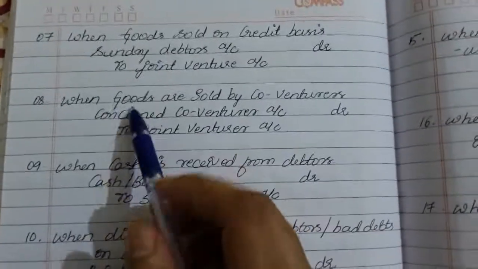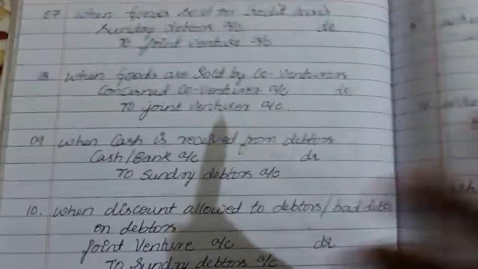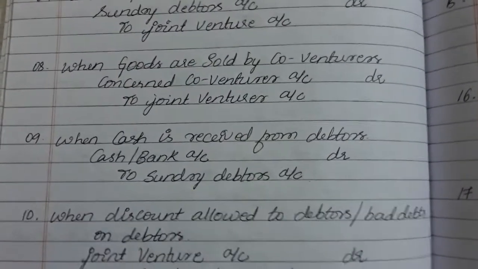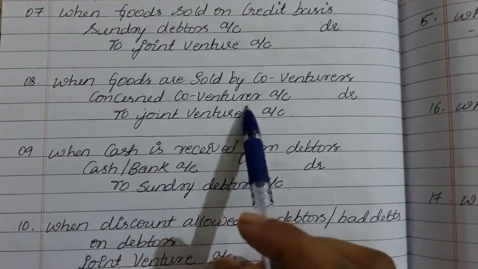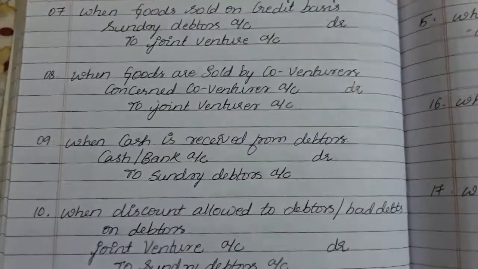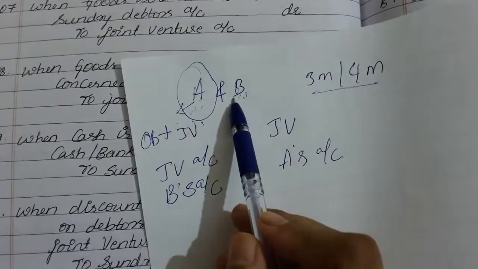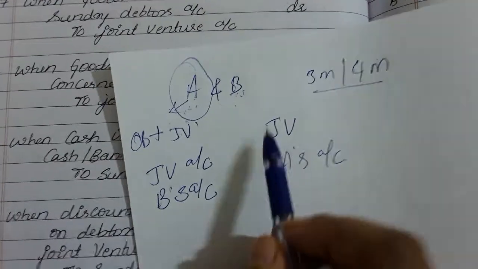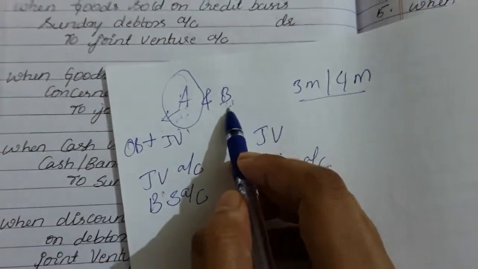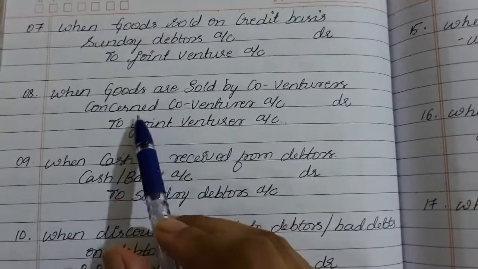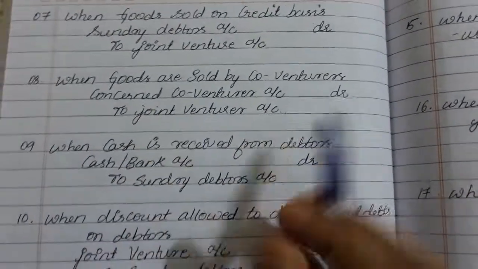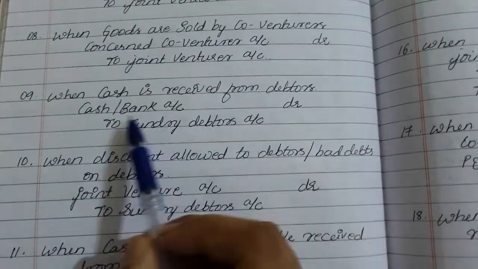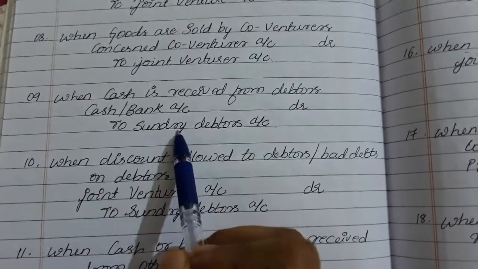Next, coming on to when goods are sold by co-venturers. If the other co-venturer sells the goods on his own behalf, if he takes the responsibility of selling the goods, at that time the concerned co-venturer's account is debited to joint venture account. For example, here A is maintaining the books of account and B is the other co-venturer. Whatever product has been developed from the joint venture, B will take the responsibility of selling those products. At that time the entry will be concerned co-venturer's account debit to joint venture account. Next, coming on to when cash is received from debtors, cash or bank account debit to sundry debtors account.